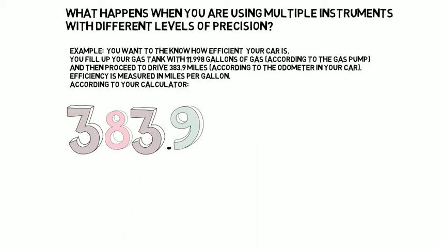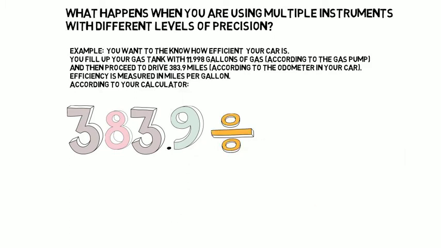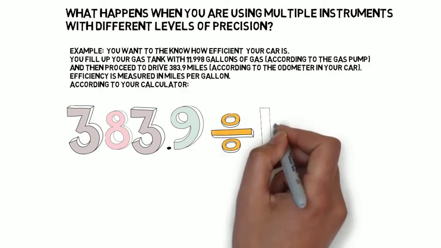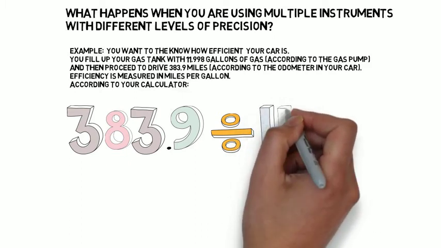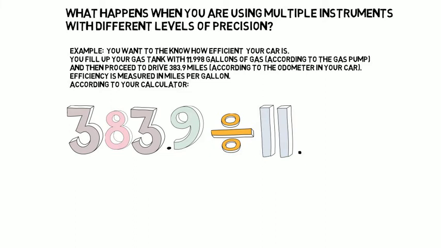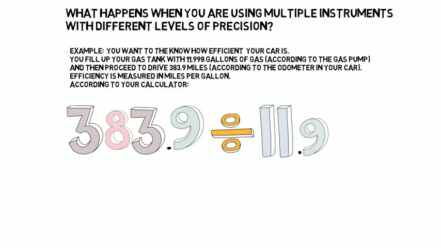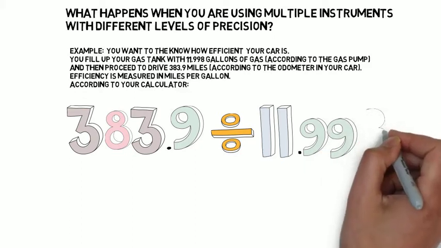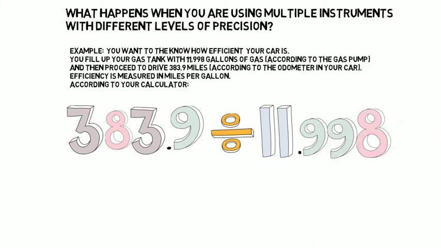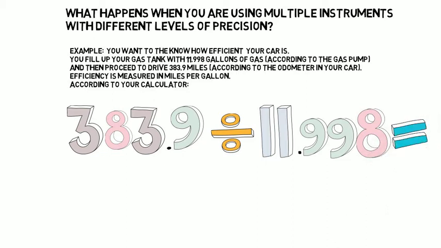So if you type this into your calculator, your 383.9 miles, and divide those by your gallons of gas, you will get the efficiency. But how do we know what our actual answer should be? If you look at this first number, you've got it to the tenth place. If you look at your gallons of gas, the pump reported that to the thousandth of a gallon. So how do you know what your answer should be? Well, if you just type it into your calculator, it is going to give you a really long number with a lot of decimal places. And most of us would not report such a number.